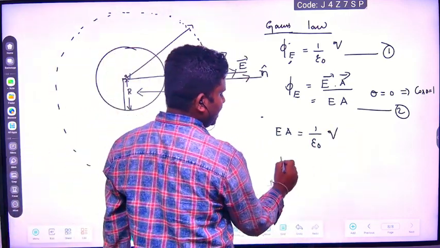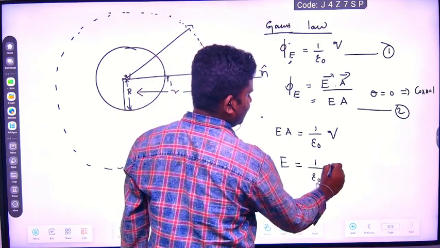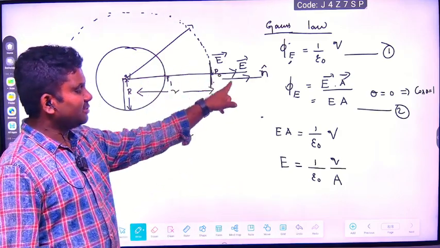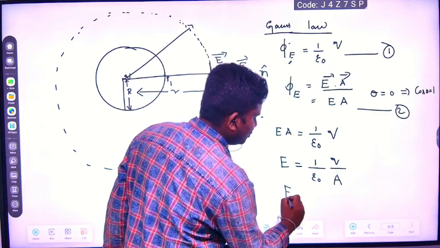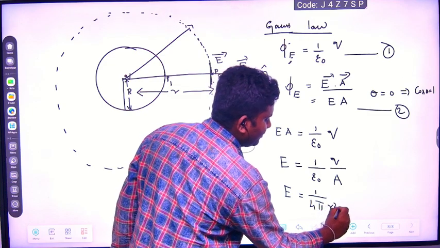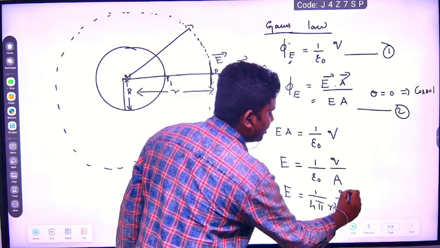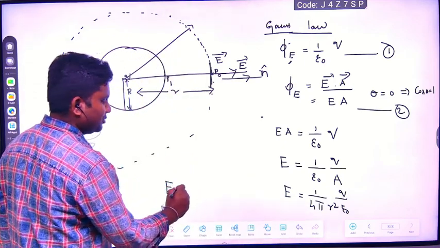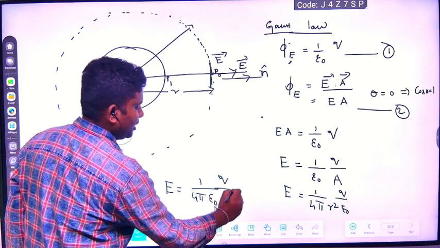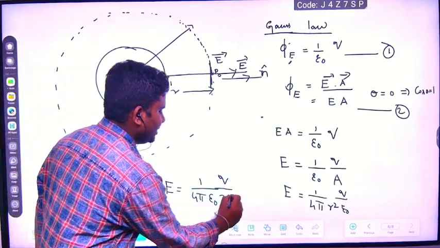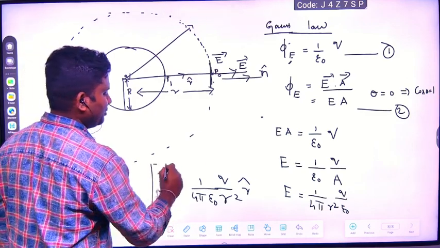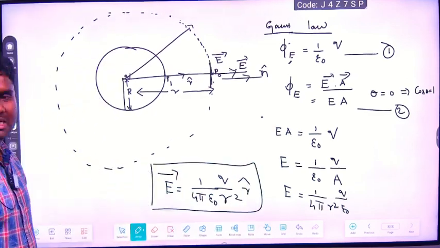Now you can write E is equal to 1 by epsilon naught times the charge divided by A. So you can find the electric field coming through the spherical surface at that point P. What is the surface area of a spherical body? It is 4 pi r square. So the electric field E is equal to 1 by 4 pi epsilon naught, q divided by r square, in the direction r cap. That is the electric field at the point P. Understood?